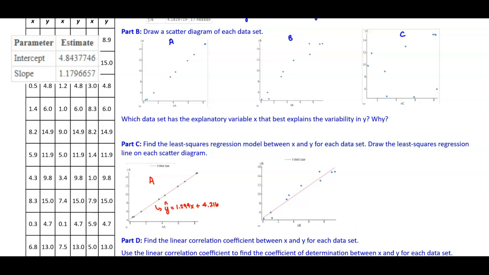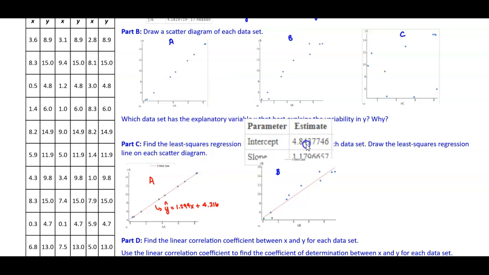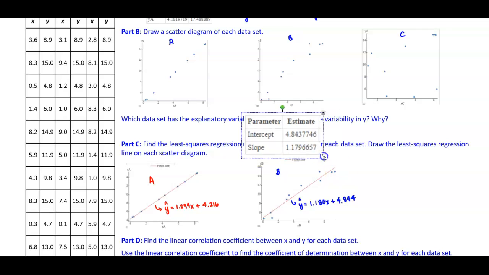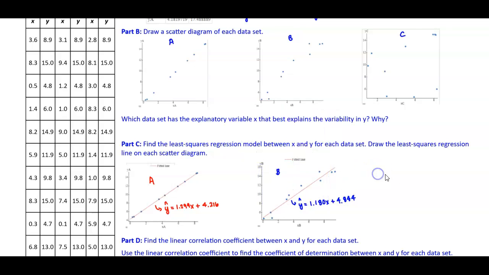Okay, so here's data set B. And if we take a look at the slope and the y-intercept here, we're going to say that the equation, or the model, is going to be the slope, which is rounded to 3 decimal places, 1.180x, plus the y-intercept rounded to 3 decimal places, 4.844. And therefore that represents data set B. Okay, and now let's go ahead and do the last one here.